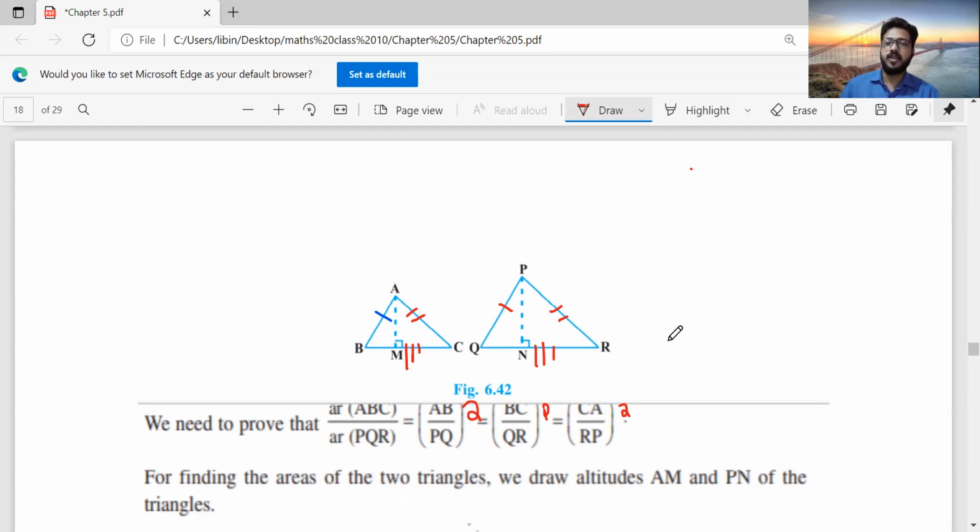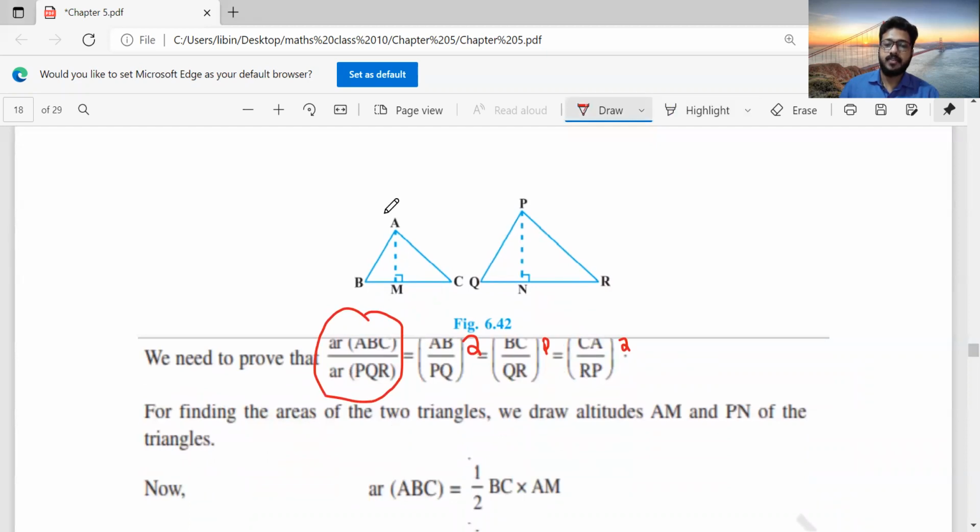So first of all, this is our LHS, that is the area. We know that to find the area of a triangle we need the altitude, so we are constructing altitudes. Clear? That's why we have constructed altitudes AM and PN. So now we can find the area of triangle ABC. You know the area of a general triangle: half into base into altitude. So we are applying it directly.